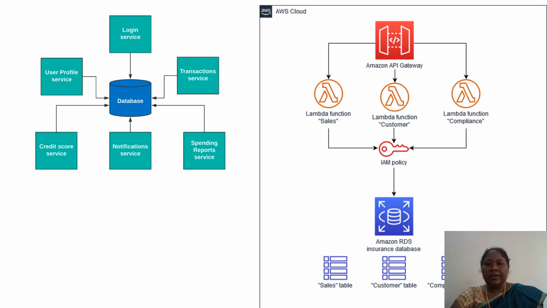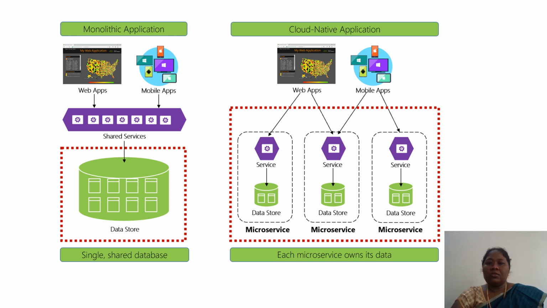There are examples here. For example, a single database itself can address the user while they log in or while they perform transactions, spending reports, notifications, credit score, or user profile. Everything will be updated in one single database. But inside the database, there are collections of tables. So each table can handle this kind of request when it comes through this API gateway. Such kind of database pattern you also have to consider.